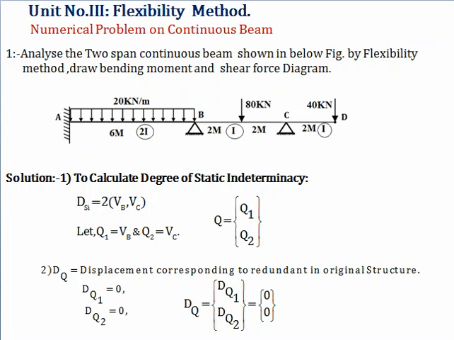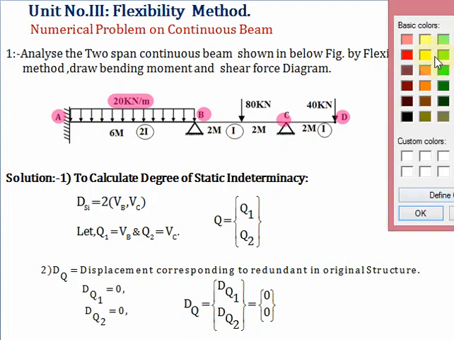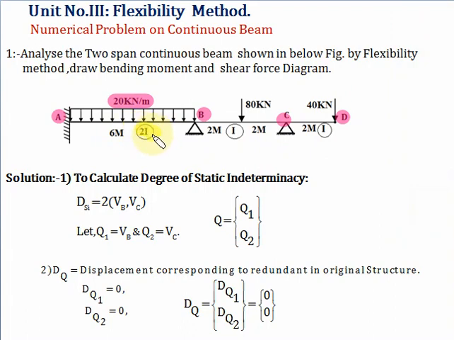So this is the given continuous beam A, B, C, D. Now in this numerical, member AB is loaded by a uniformly distributed load of 20 kilonewton per meter, and the moment of inertia is 2I and the length of member AB is 6 meter. Now member BC is loaded with a point load of 80 kilonewton at the center, that is at 2 meter from support B, and the length of member BC is 4 meter.